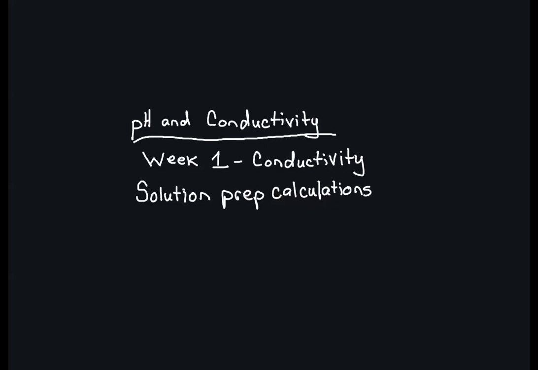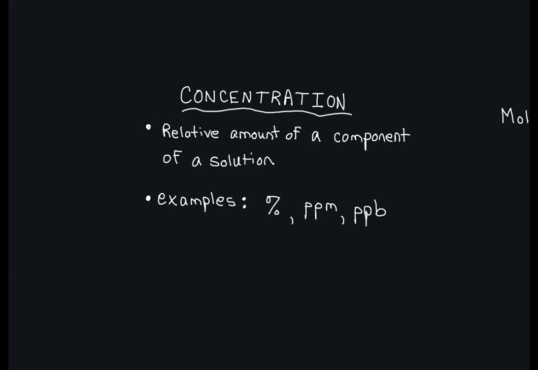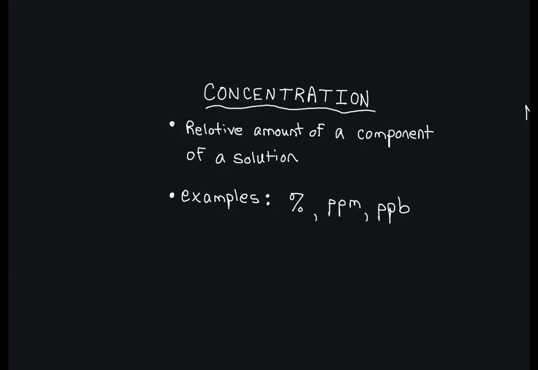A solution is a mixture of a solute or solutes and a solvent. Because we can adjust the amount of the solute or the solvent in the mixture, we have a ratio between the two. This ratio is known as concentration. Concentration is defined as the relative amount of a component of a solution. So it's a number that tells us how much solute is in the solution. The term concentration is an umbrella term, and there are many units that can fall under the heading.